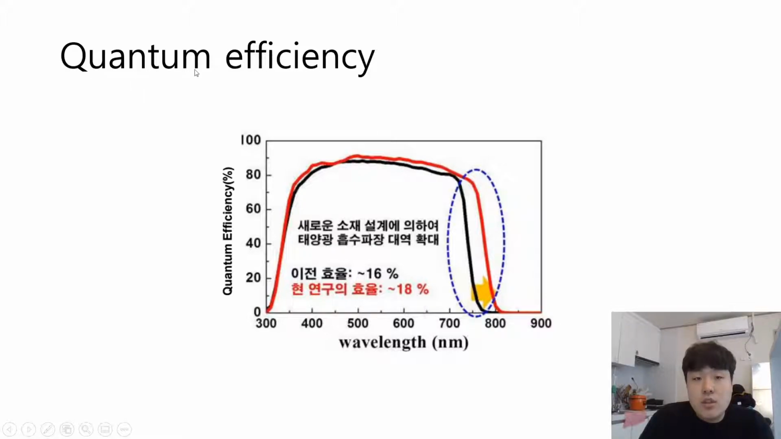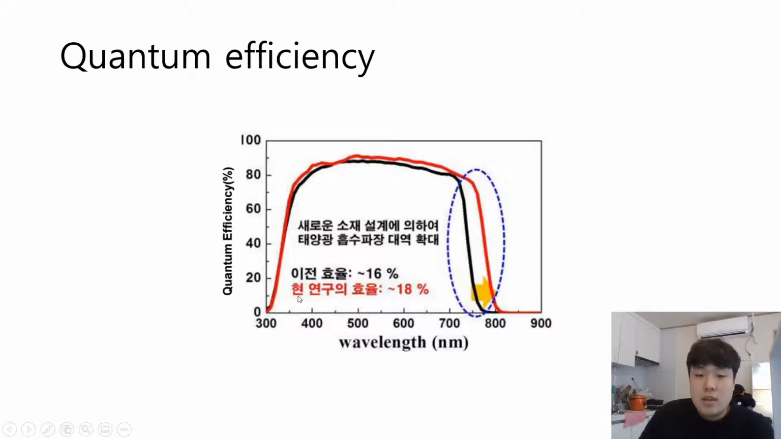And next is quantum efficiency, and this figure is the wavelength and quantum efficiency graph. This is about when we shoot photons at the solar cell and how many electron hole pairs are collected at the solar cell surface. We can explain two cases, the short wavelengths and the long wavelengths.